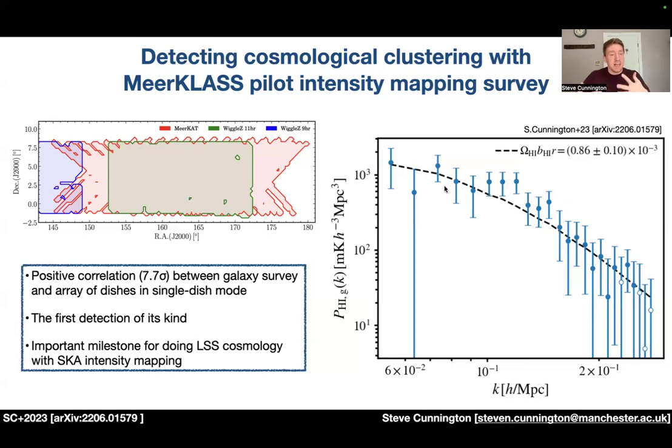And this is the first detection of cosmology of its kind using a multi-dish array. This is 64 dishes, all working independently, combining their maps and then correlating them with a galaxy survey.